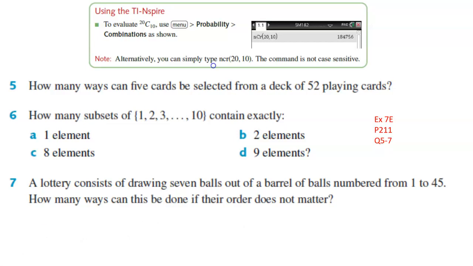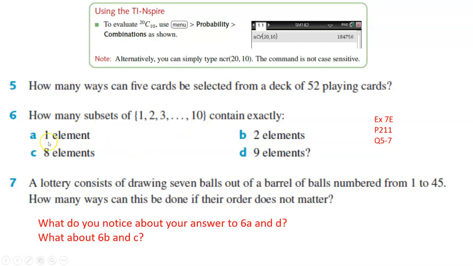Now, thinking about question 6, what do you notice about your answer to A and D? Also, what do you notice about your answers to B and C? Hopefully, you will see that they are the same. Now let's think about why that is.